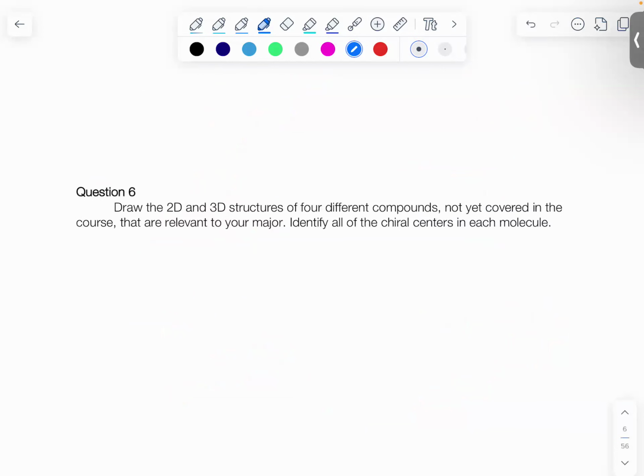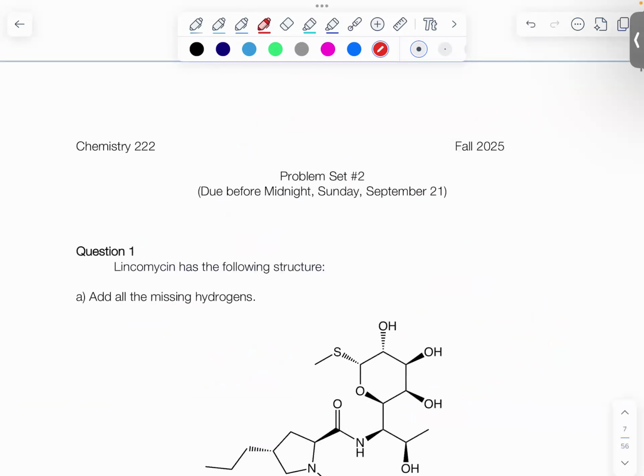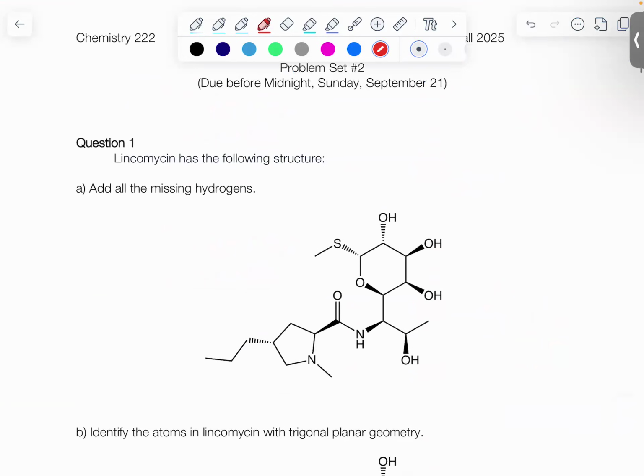Okay. Question 6. I won't cover this one in the homework just because I'm sure each of you has different answers based on what your major is and what molecules you picked. But moving right along to homework 2, we're going to start off with a very similar question as to what we saw in homework 1, which is just adding all of the missing hydrogens.